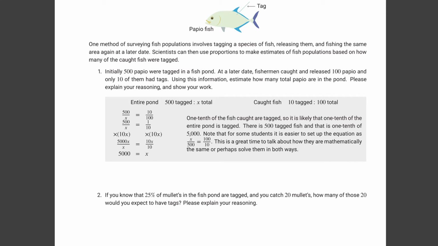Please note that we can also use the reciprocals of both sides of the equation. So x over 500 equals 100 over 10 will be mathematically equivalent and will give us the same answer for x.